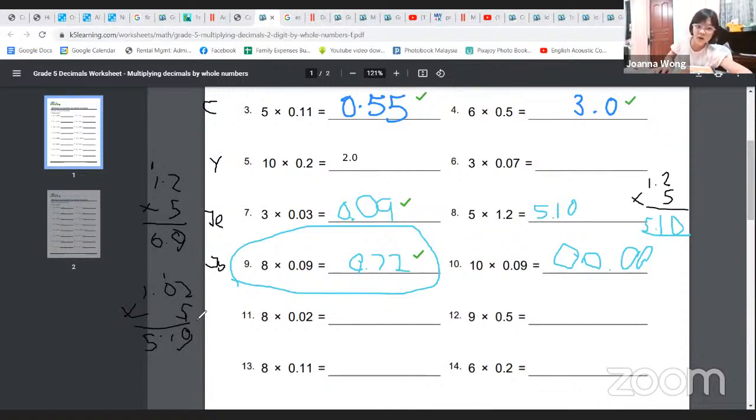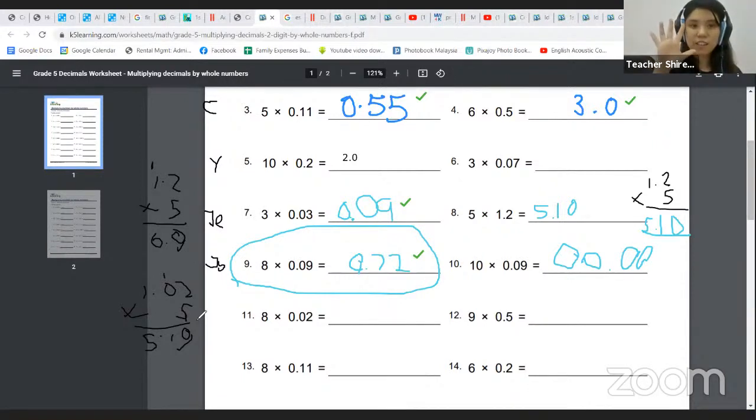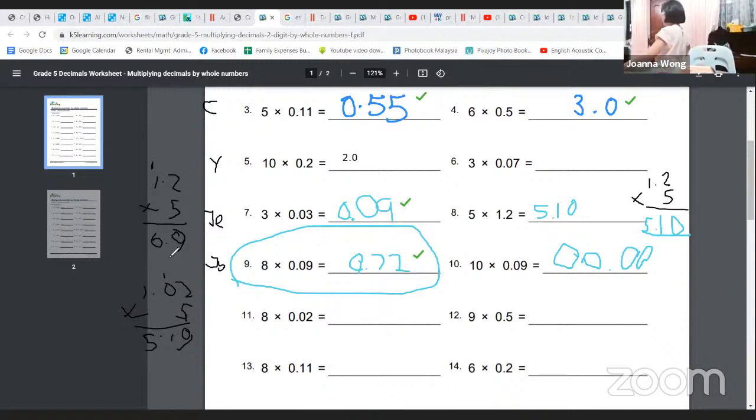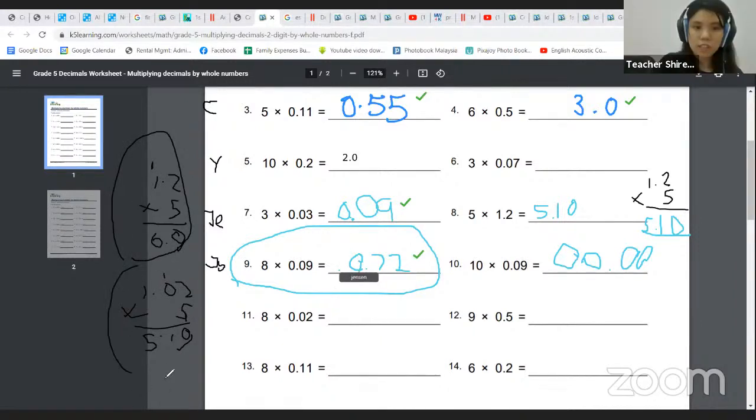Hold on, I'm talking to Jensen for a while. Jensen, do you understand the difference between this and this? Understand? Don't understand? I'll repeat one more time. Okay, good. Okay, thank you. So Jensen, can you do one more question of question number 14?